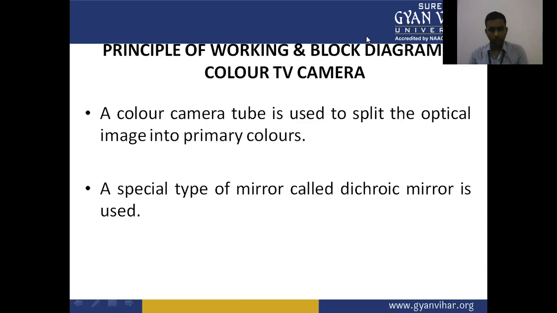These signals appear at the load resistance at 1 volt peak to peak across the 75 ohm resistance. So we have to develop the signal at the output of the camera tube.